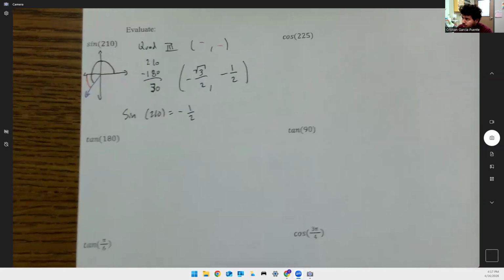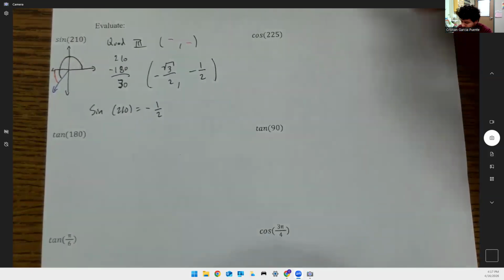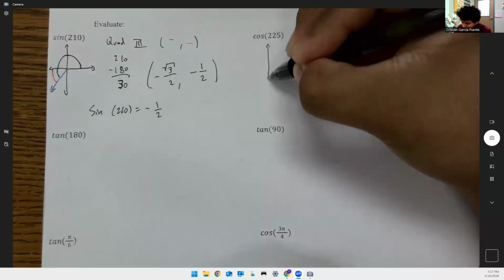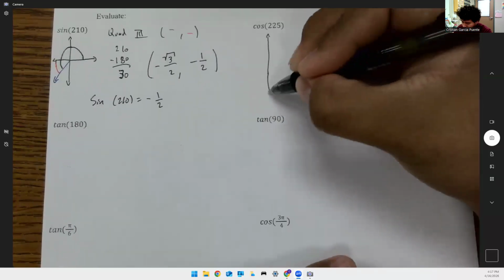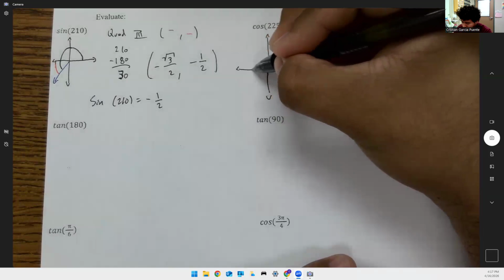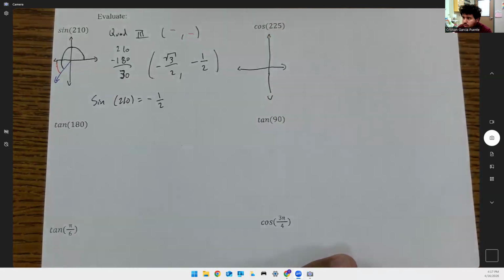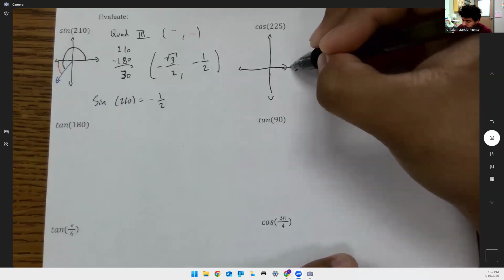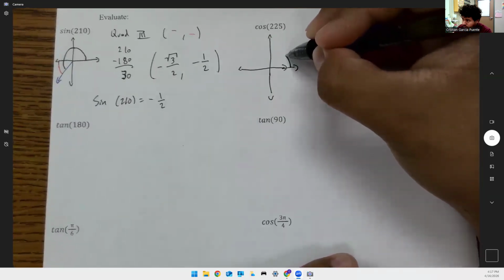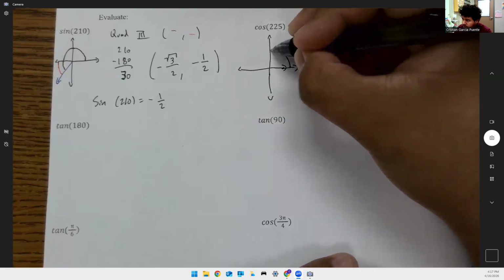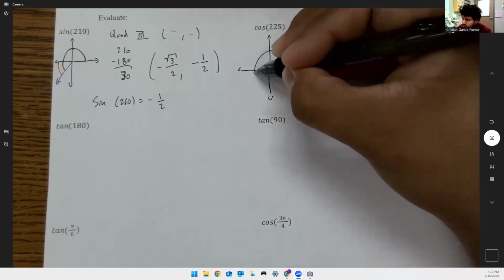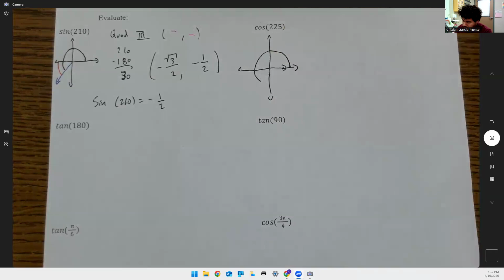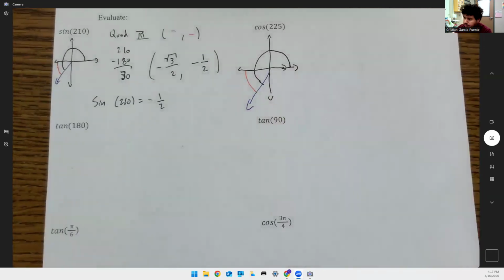All right, we're going to go to the next one. We're talking about cosine of 225. Again, you just draw your angle. I should make that a little bit bigger. Then you start here. Is 225 bigger than 90? Yep. Bigger than 180? Yes. Is it bigger than 270? No. So we know we stop here. Let me make that connected, and your reference angle is this red part right here.